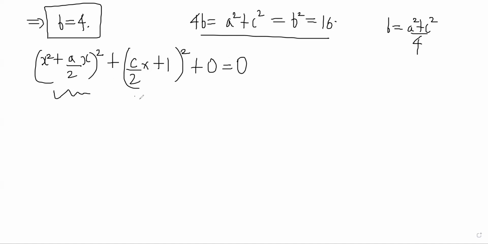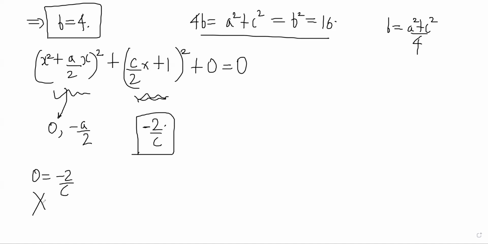So we have this equation, the sum of squares will be 0 only if two separate terms have roots in common. So both have to be 0 simultaneously. The roots of this are 0 and -a/2. The roots of this are -2/c. This is the only root of this. So we cannot say 0 is equal to -2/c. That doesn't make any sense. So therefore, we must say that -a/2 is equal to -2/c, which means that ac is equal to 4, right?